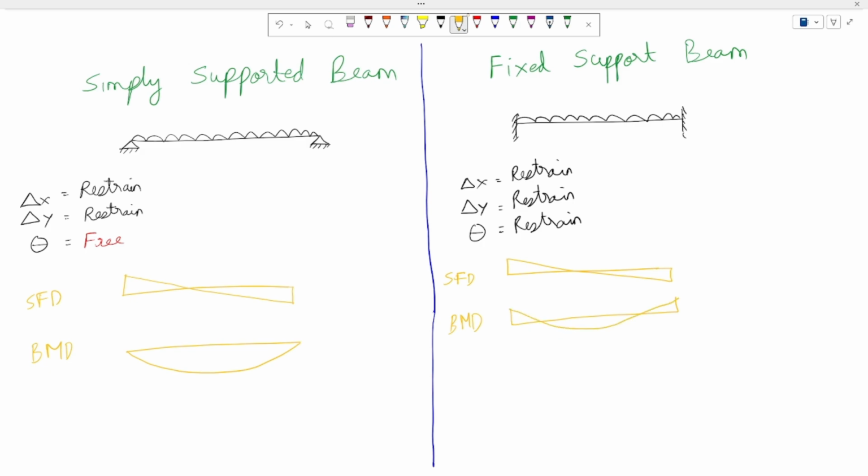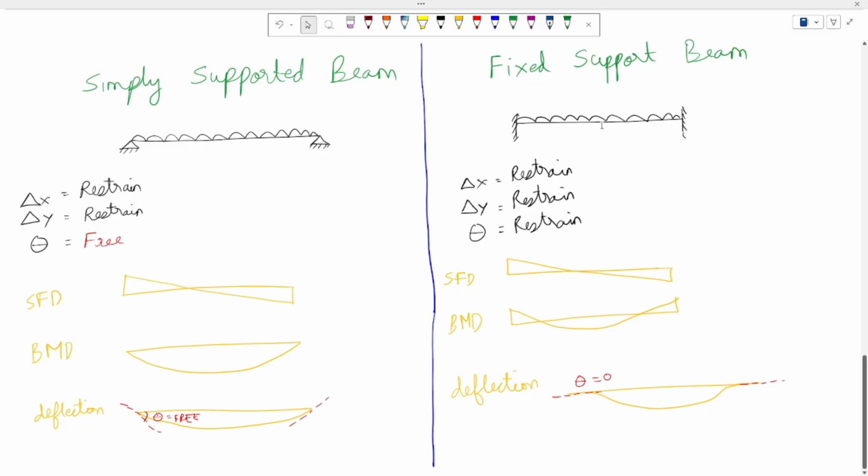Let us understand how deflection happens. So what is happening in a simply supported beam? This is your theta which is free. Here you have your theta which is equal to 0. So this is the basic difference between a simply supported beam and a fixed support beam.